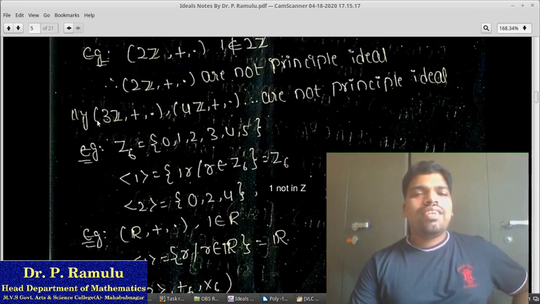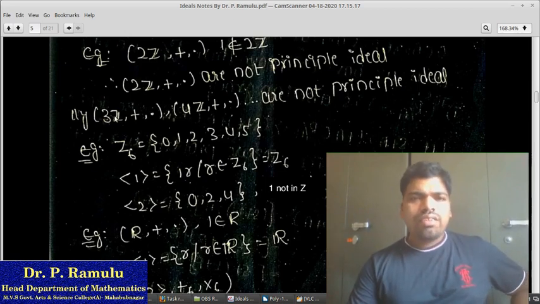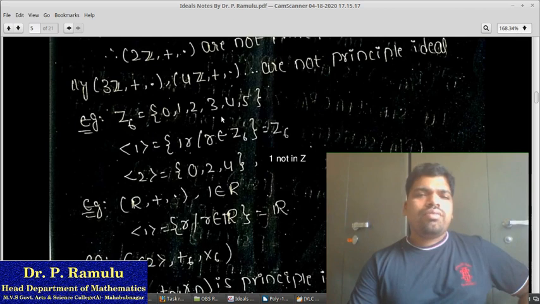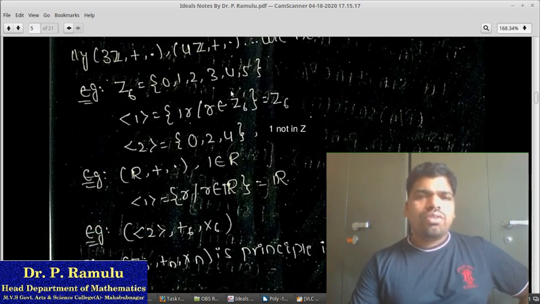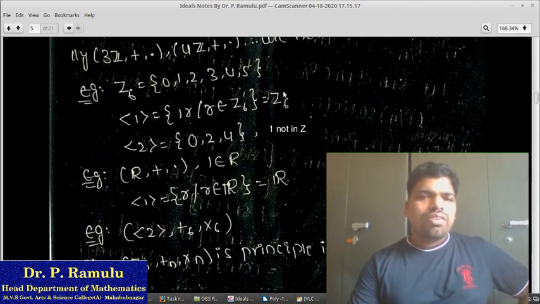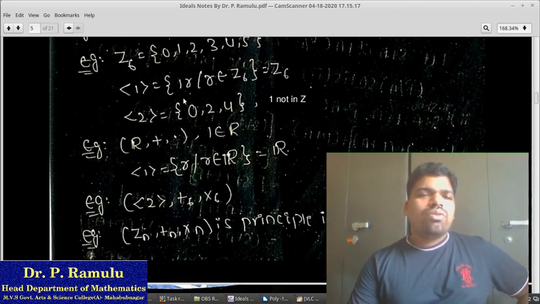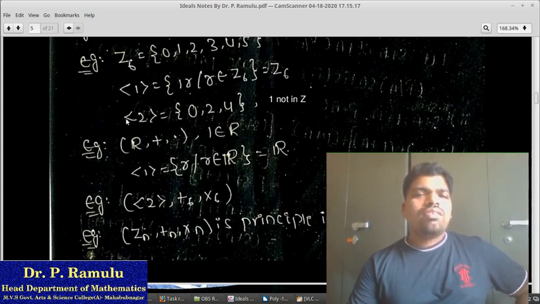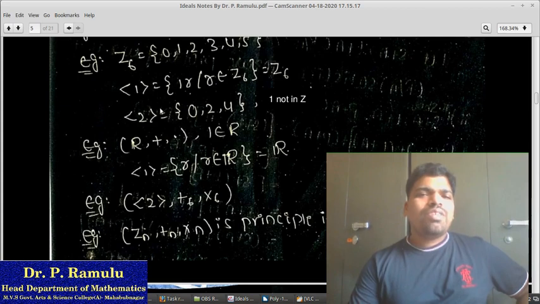Why? Because they are generated by some elements, but these ideals do not contain the identity element. If I take Z6, Z6 equals {0, 1, 2, 3, 4, 5}. ⟨1⟩ is equal to {r·1 : r belongs to Z6}, which is Z6. So Z6 is generated by 1, therefore Z6 is a principal ideal. Now I am taking the generator 2 in Z6, so ⟨2⟩ equals {0, 2, 4}. So ⟨2⟩ is an ideal of Z6, but it is not a principal ideal. Why? Because it is generated by 2, but it does not contain the identity element 1.